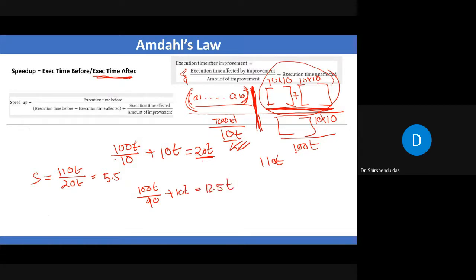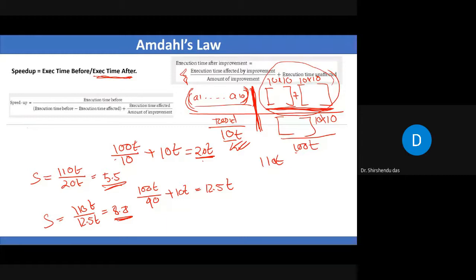And now the new speed up will be 110t by 12.5t. Okay, so it will be 8.8, I think. Okay, so these are the speed ups. So the same example I'll use again when I discuss the chapter, but here I'm using this example just to explain what Amdahl's law is saying.